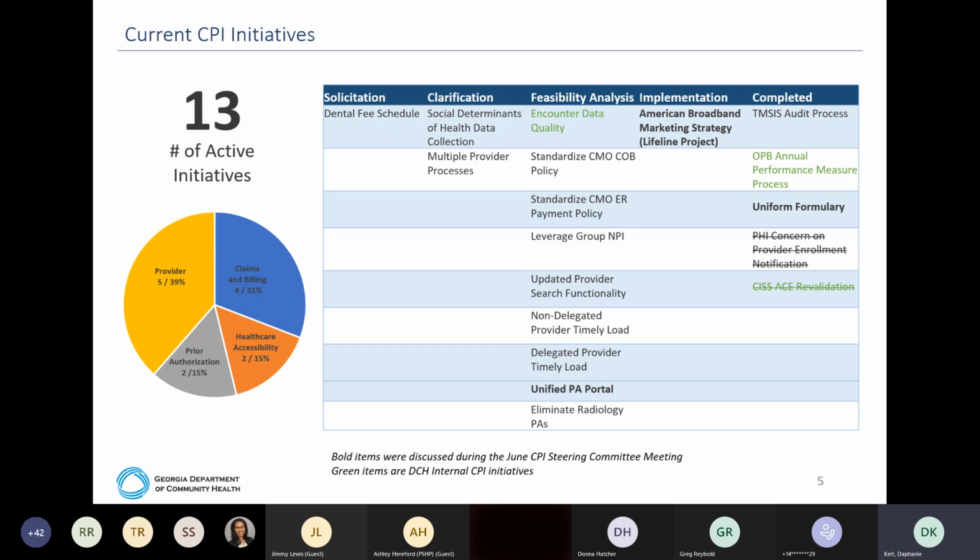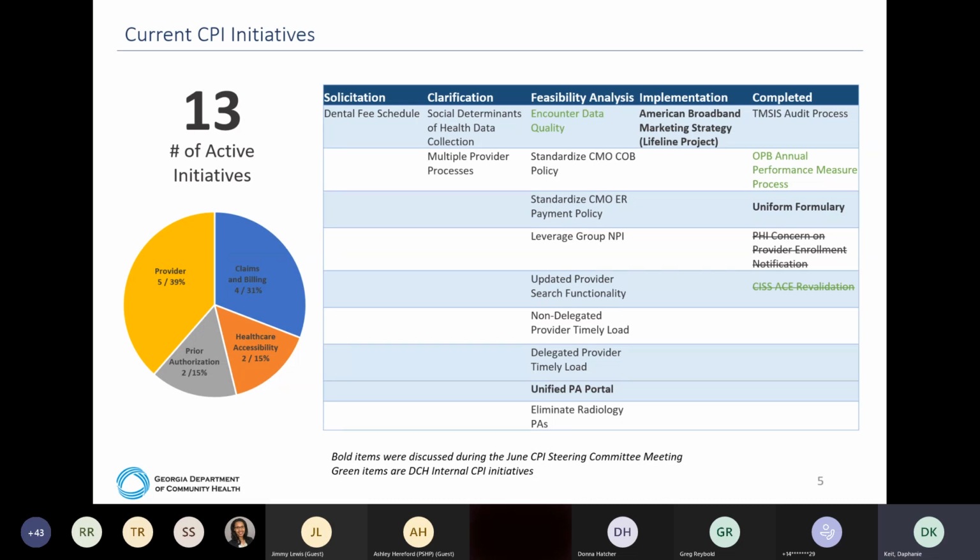Under feasibility analysis, which is where most of our items are, our work groups are still having discussions about these items, gathering data and still figuring out how to best tackle some of these issues. On the encounter data quality, that is an internal initiative, but something definitely the CMOs should be aware of. We are interested in improving the quality of encounter data. This is something that CPI is working on internally with our performance quality and outcomes group with Carla and Dr.